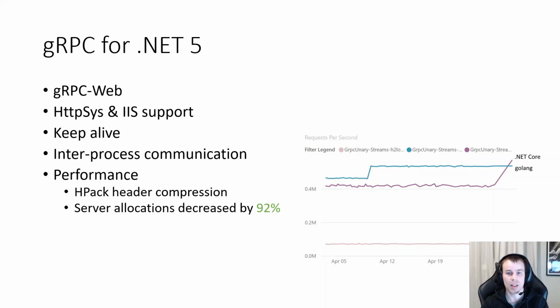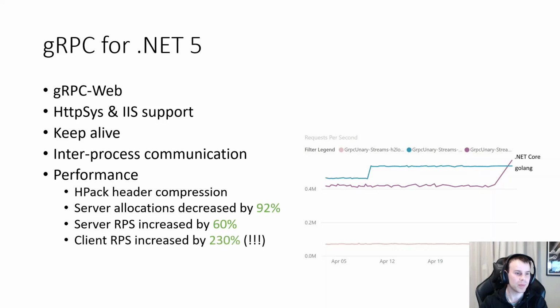The amount of memory allocated to handle a gRPC request has decreased by 92% in .NET 5 compared to .NET Core 3. The server requests per second, or overall throughput, has increased by 60%. So here on this graph you can see we were hovering around 0.4 million when we started. Now it's up to 0.75 million, so a big boost. Client requests per second has increased by 230%. So there were some concurrency issues with the client in .NET Core 3. They've now been resolved with .NET 5, and the client is significantly faster.